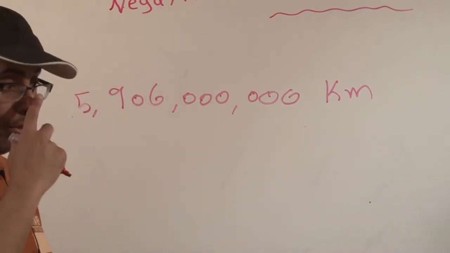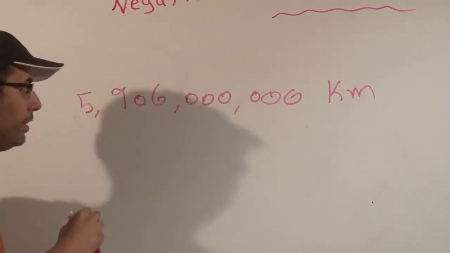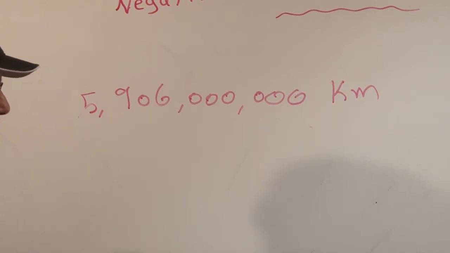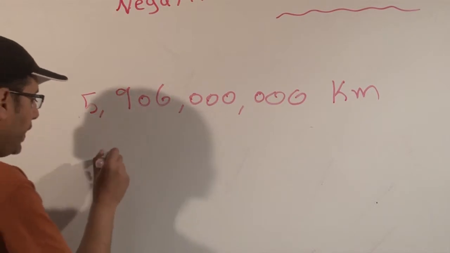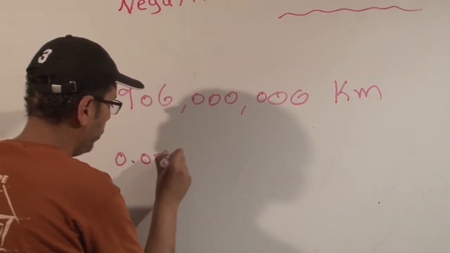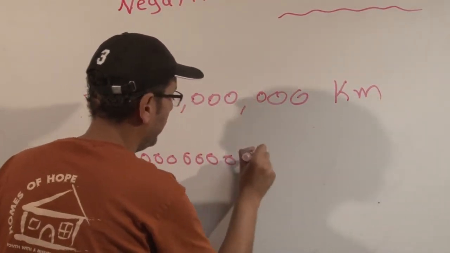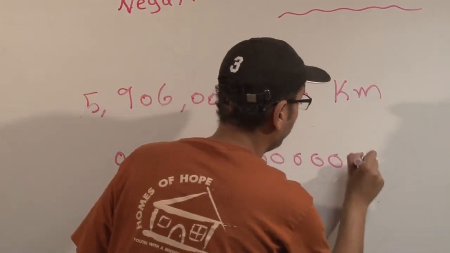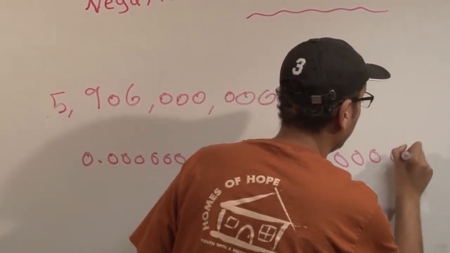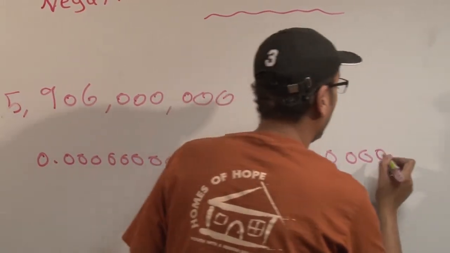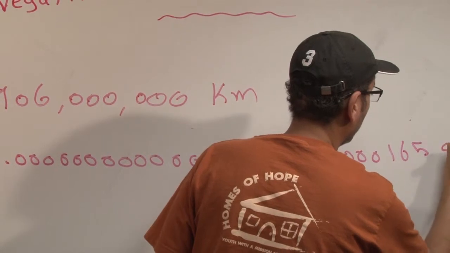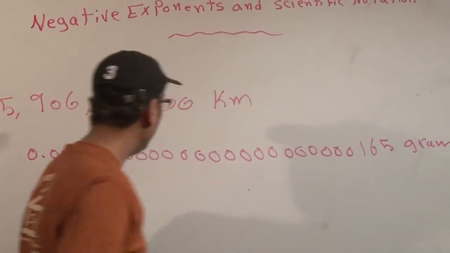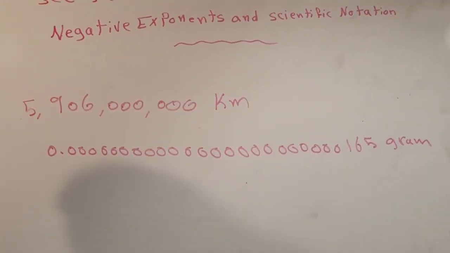The mass of the proton, if that could be writable, is like this: 1, 2, 3, 4, 5, 6, 7, 8, 9, 10, 11, 12, 13, 14, 15, 16, 17, 18, 19, 20, 1, 2, 3, 164 gram. How about that? It's crazy, huh?